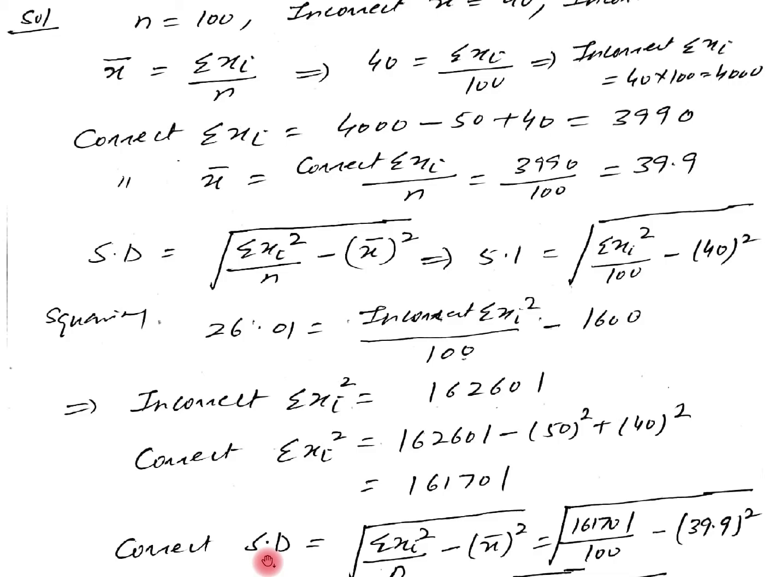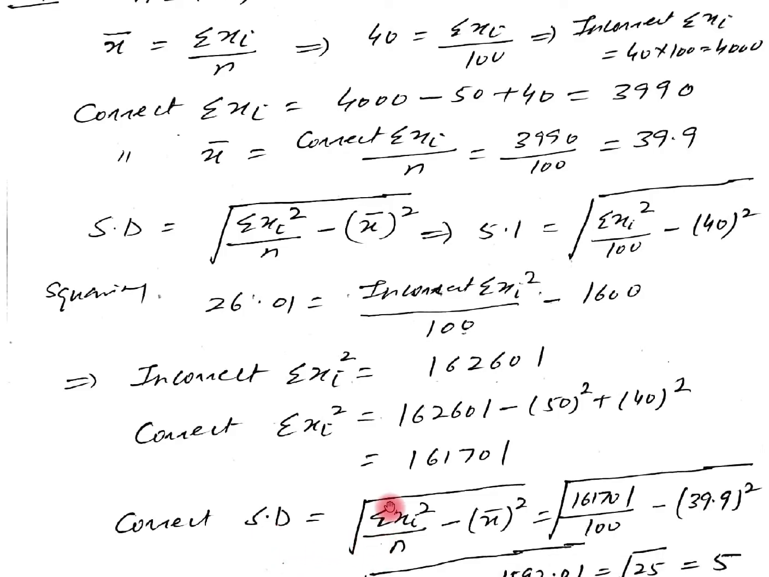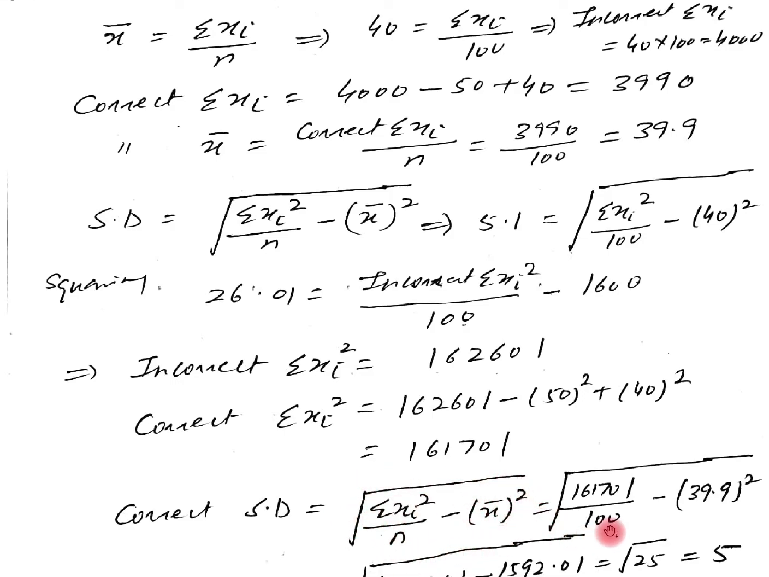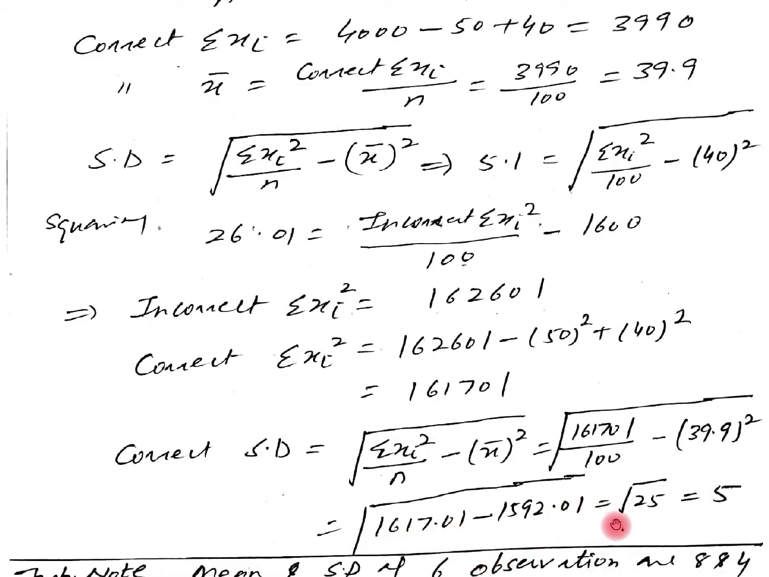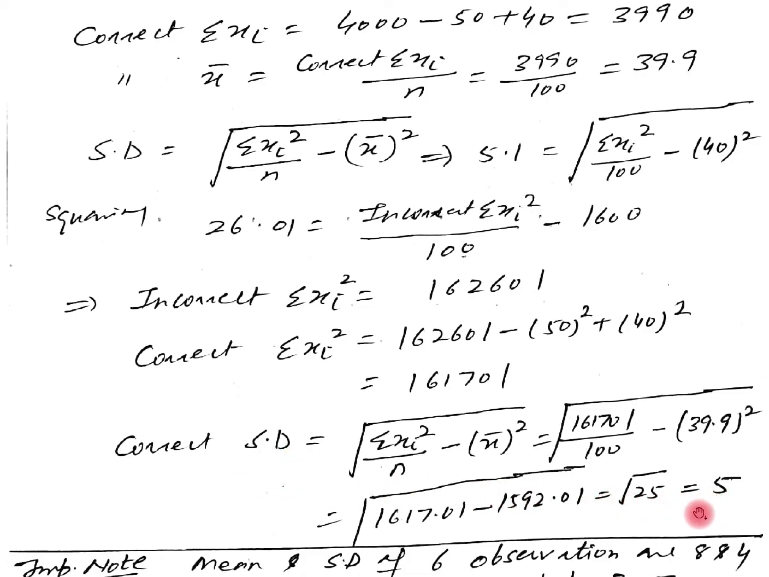Therefore, the corrected standard deviation is again the square root of sigma xi square upon n minus x bar whole square. Using the correct values here and simplifying, we get the square root of 25, which is equal to 5. Therefore, the correct standard deviation is equal to 5.